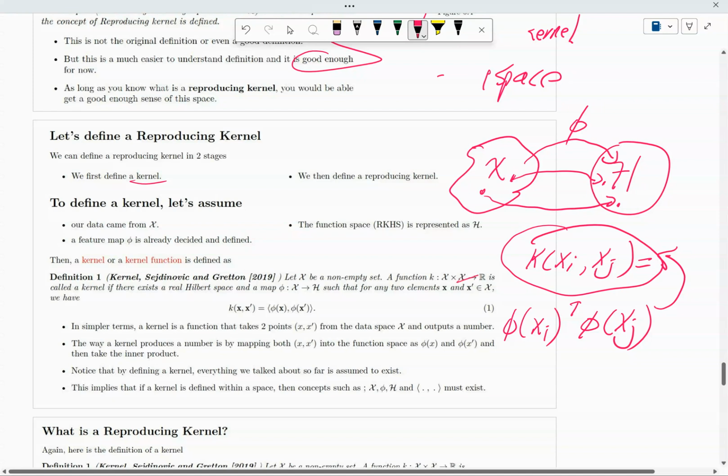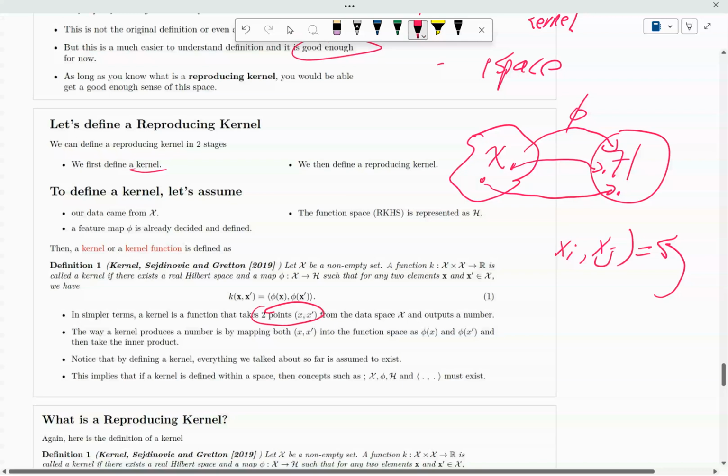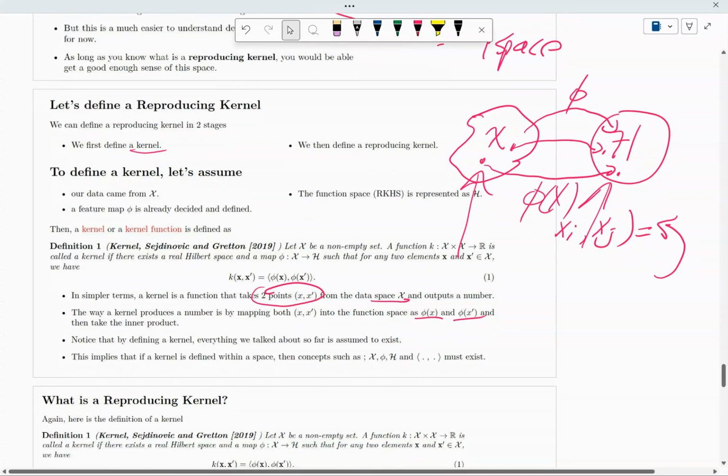Now, a kernel function, you can read the definition. In simpler terms, what I gave you is a simpler way of understanding it. A kernel function takes 2 points from the data space, and then maps them as 2 points in the function space through phis. So once you pass them through the feature map, you have 2 points. And then you take the inner product of those 2 points in the function space. And that is what a kernel function does, right?